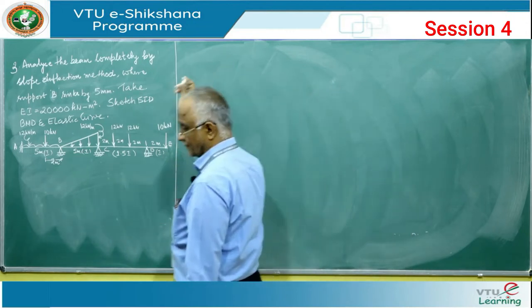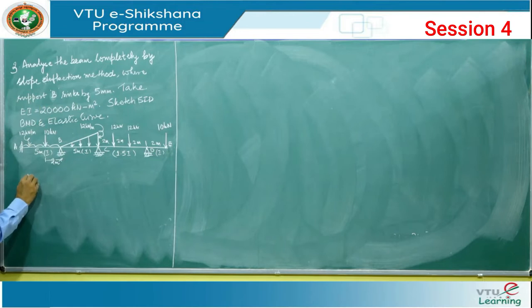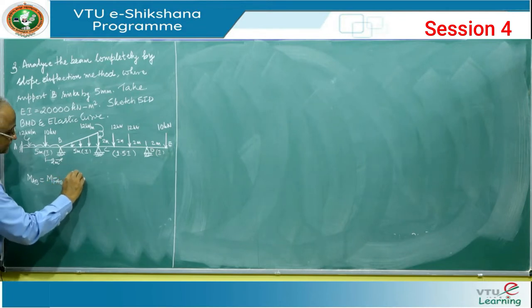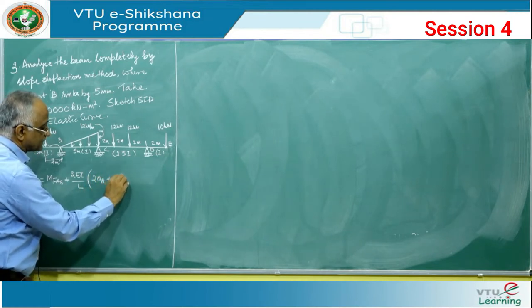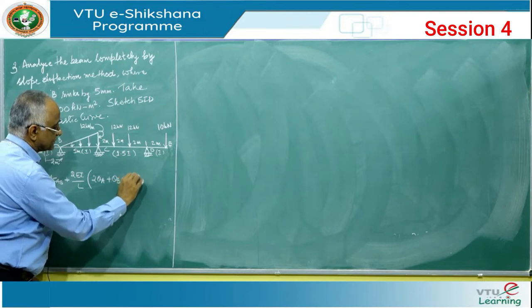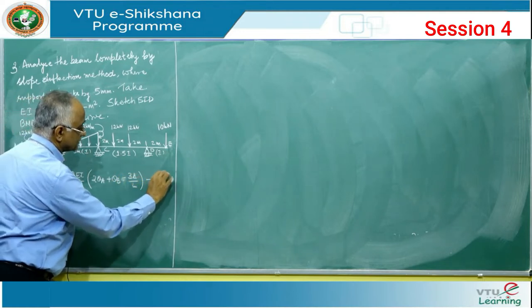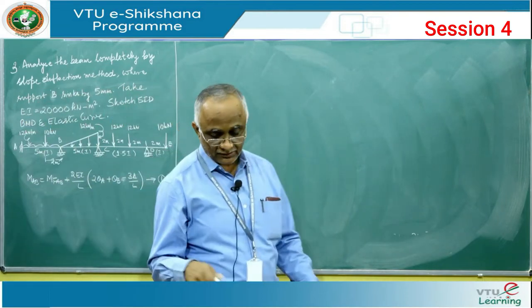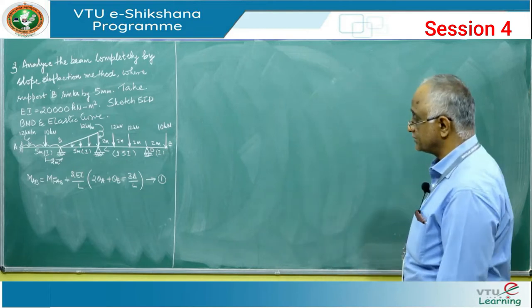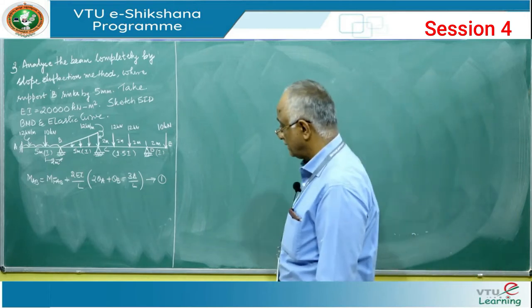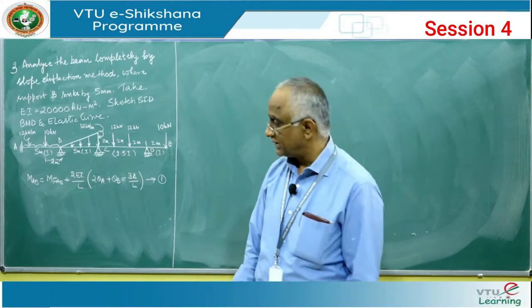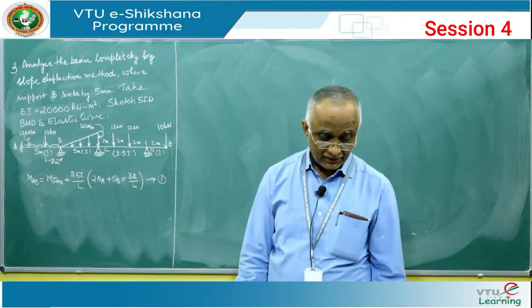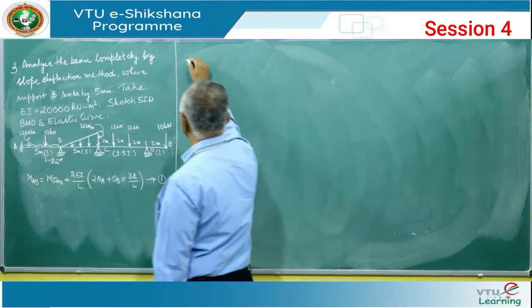So general equation. Let me put it here, MAB equals MFAB plus 2EI by L in the bracket 2 times theta A plus theta B minus 3 delta by L. Take this as the equation. We are repeating for every problem so that it will be useful for you in the future course. Since one of the supports is sinking, we need to use the last term also in this problem. So let me go to the first step directly.